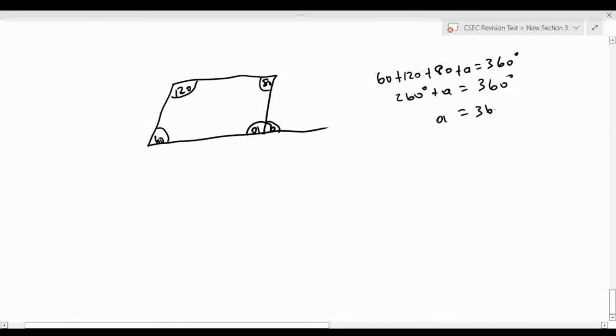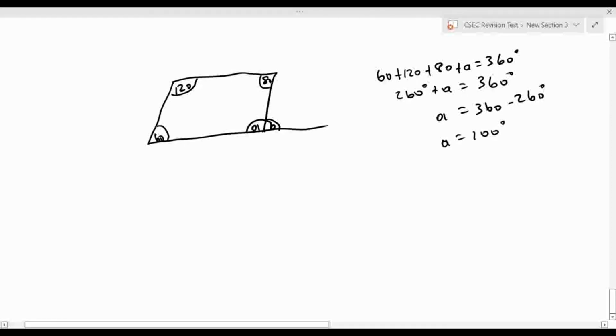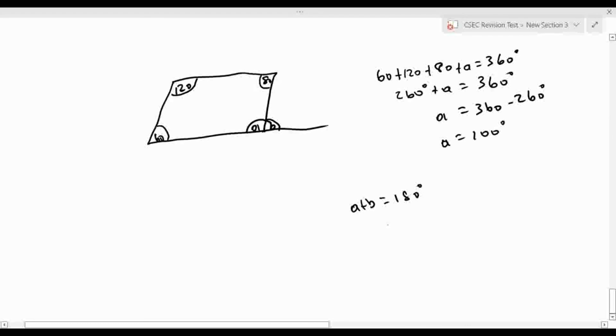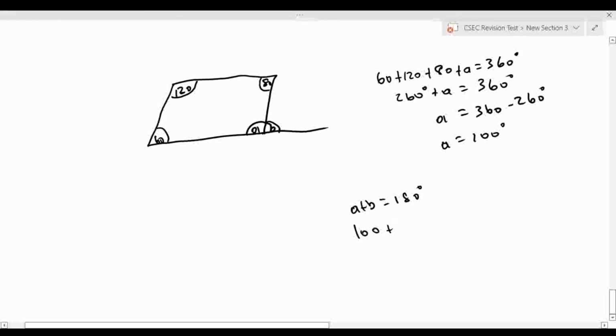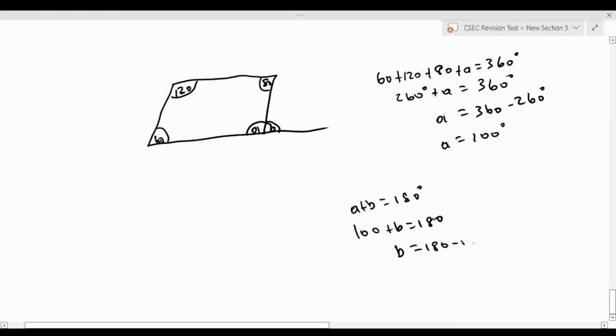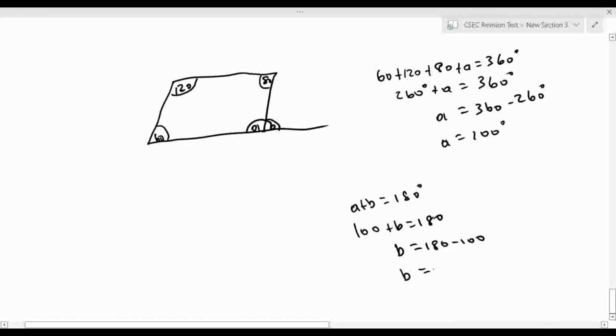So our A is equal to 360 minus 260 degrees, and our A is equal to 100 degrees. In now finding what angle B is, we know that that is a straight line, and so we say A plus B should be equal to 180 degrees, because the angles on a straight line add up to 180 degrees. We already found A, which is 100, plus our B equals 180 degrees. So our B is equal to 180 minus 100, and our B is equal to 80 degrees.